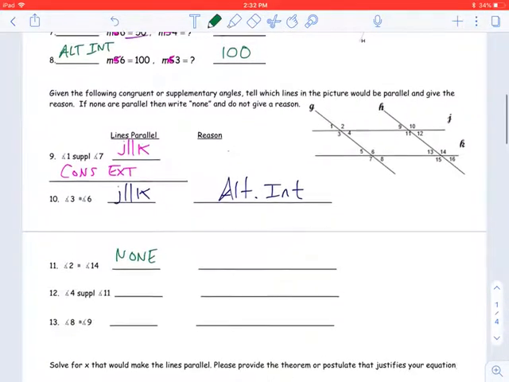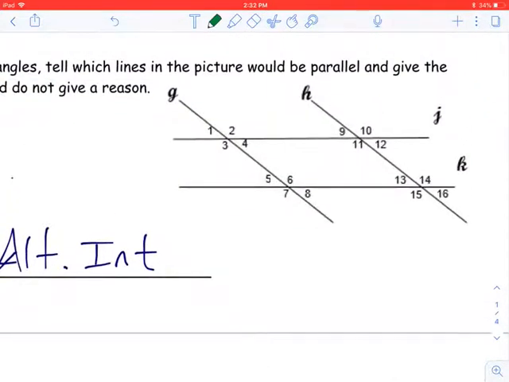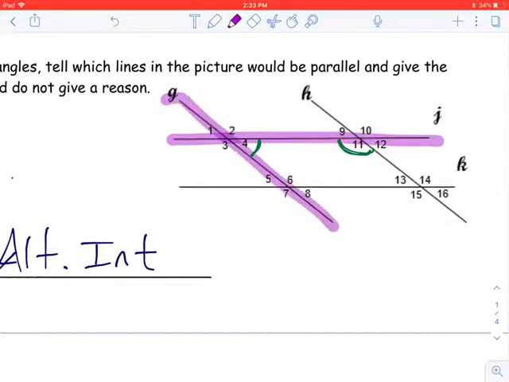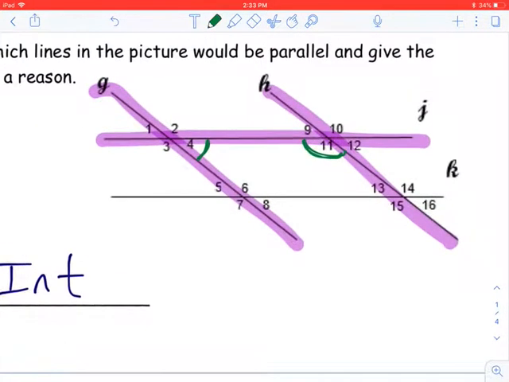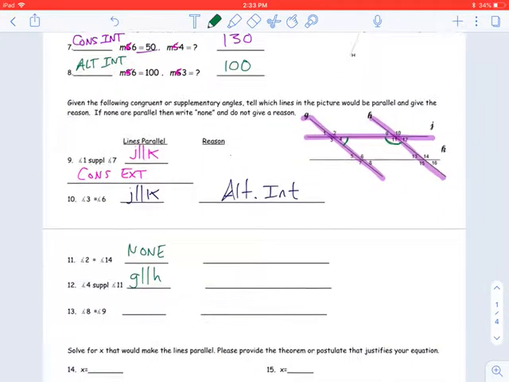And then the next one says 4 and 11 are supplementary. The transversal is J, which means the parallel lines are G and H. So G is parallel to H, and those angles are inside of the parallel lines, and they're on the same side. So that's consecutive interior.